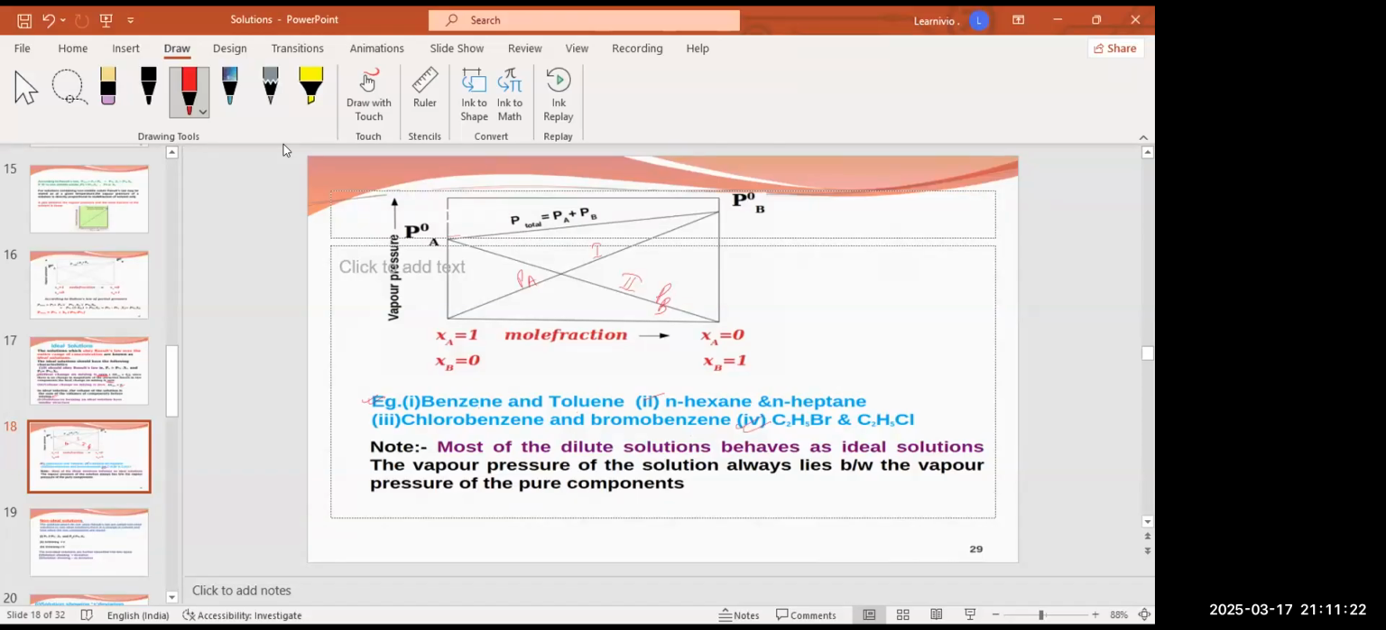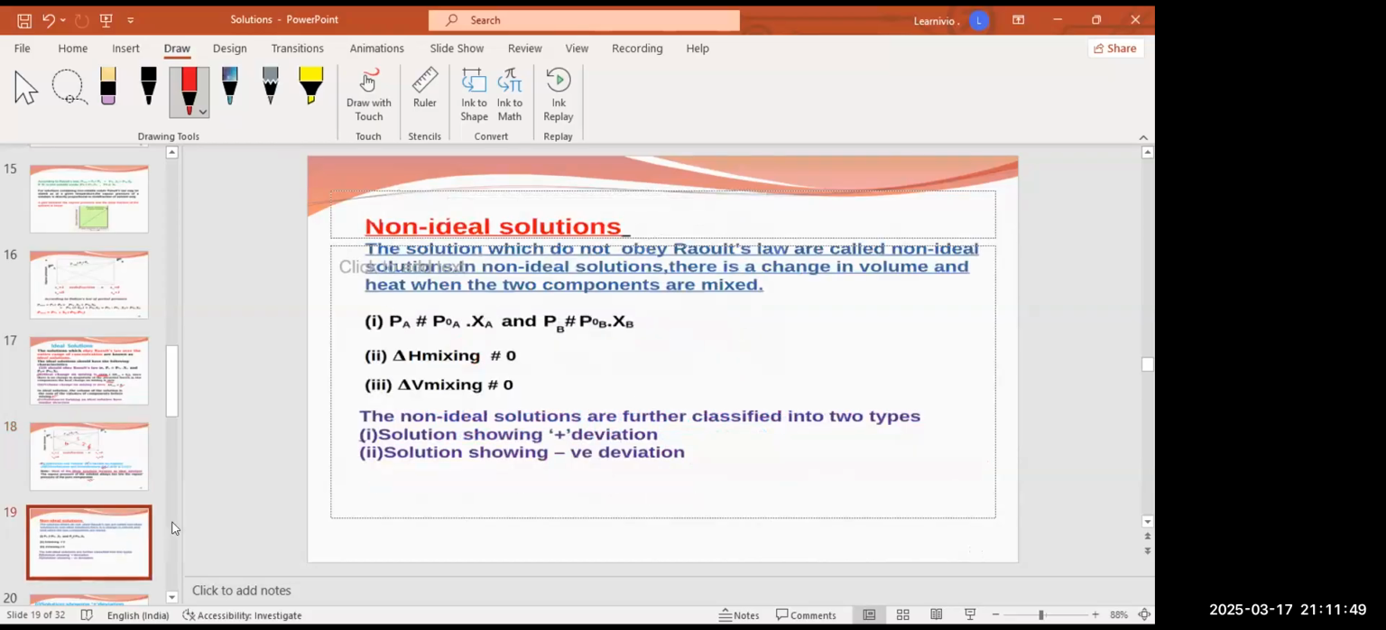Okay, see, it's important that most of the dilute solutions behave as ideal solutions, right? Most of the dilute solutions behave as an ideal solution, meaning they obey Raoult's law and its graph, right? And for that, the vapor pressure of the solution always lies between the vapor pressures of the pure components. Got it? Clear? The ideal solution?